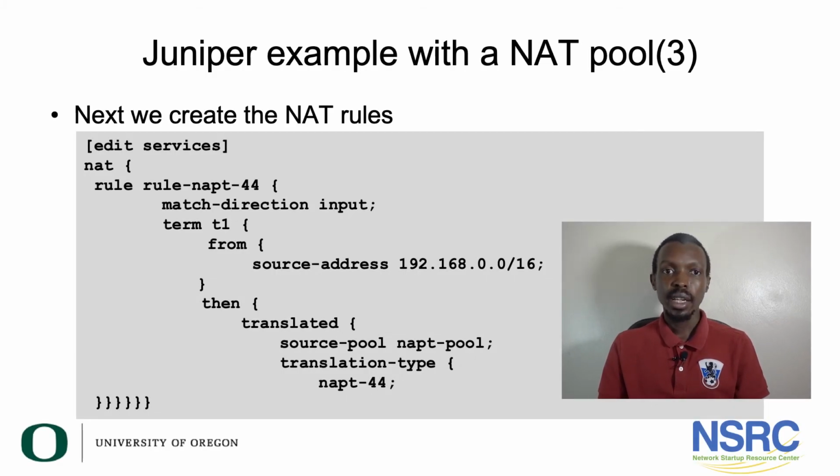Next, we create the actual NAT rules. And so under services NAT, you now have an entry for the rule itself. Remember, this rule has to match what you created inside the services entry. And then you say match direction input, so you're going to match input packets and then NAT them outgoing. So this is for the list that you're going to match on packets that are incoming.